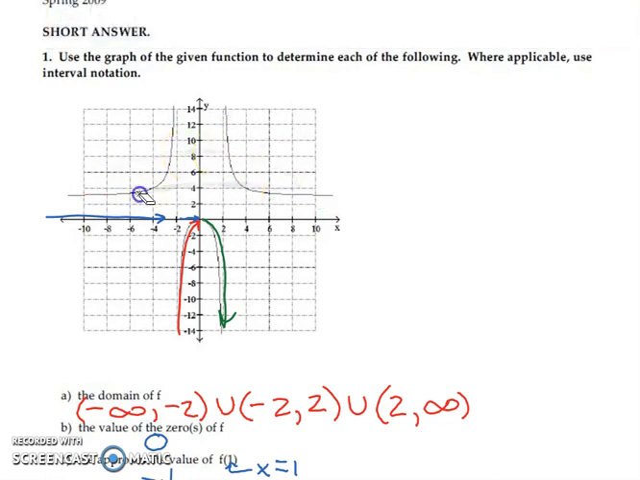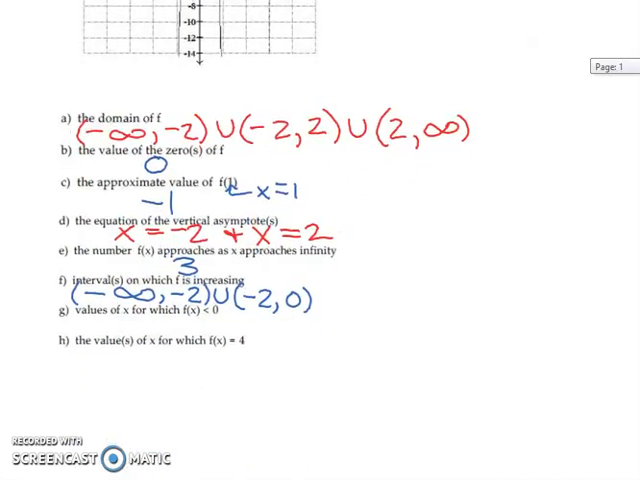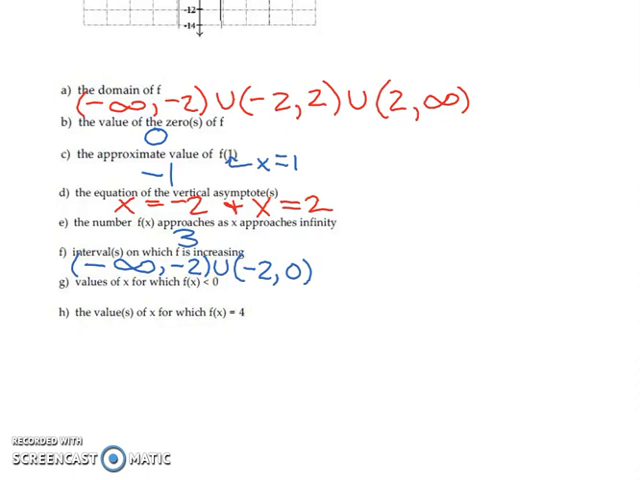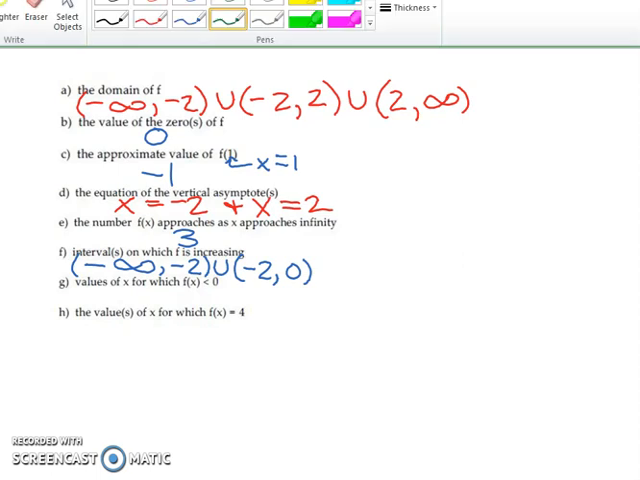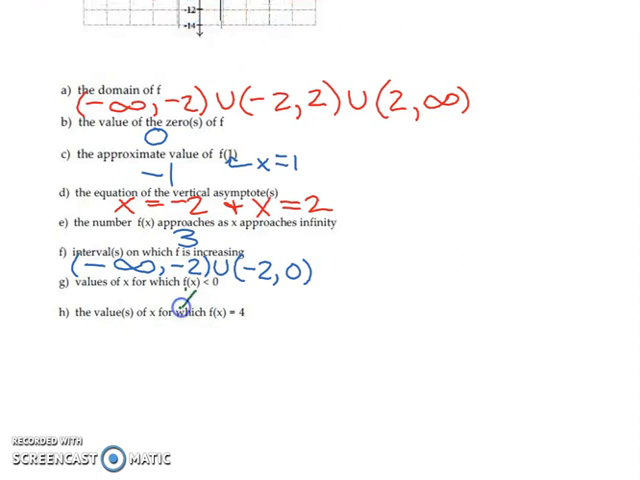The next question asks us where our f of x is less than 0. When they mention f of x, you want to make sure that you're saying f of x and y are the same thing. So they're asking on question G, where is my y value less than 0? Where is my y value less than 0?